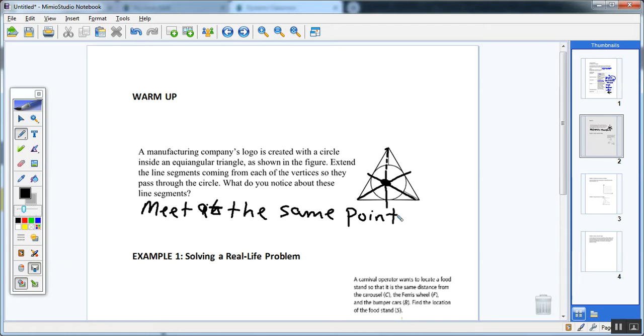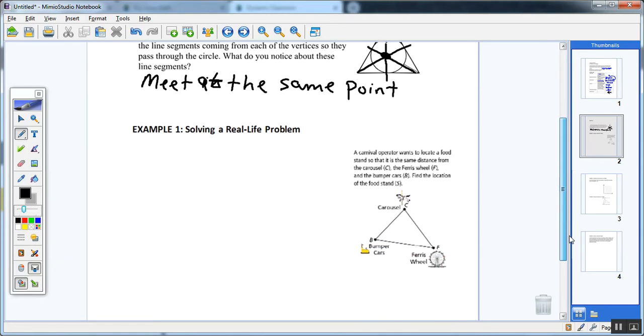But again, the thing that I want you to point out is this. When we're doing stuff, I don't care if it's an angle bisector or perpendicular bisectors, you're going to have points of concurrency in here. And we'll talk about the difference between what a circumcenter is and what an incenter is when we form those, okay? First, let's start here. Solving a real life problem.